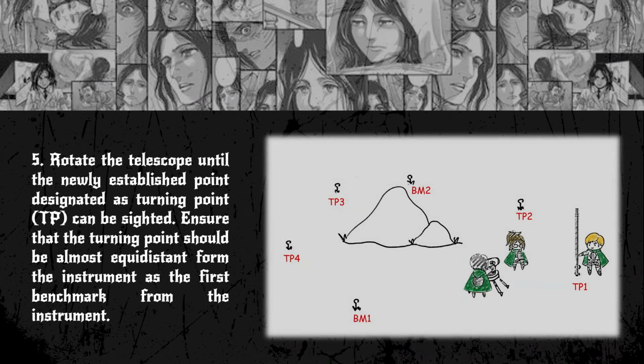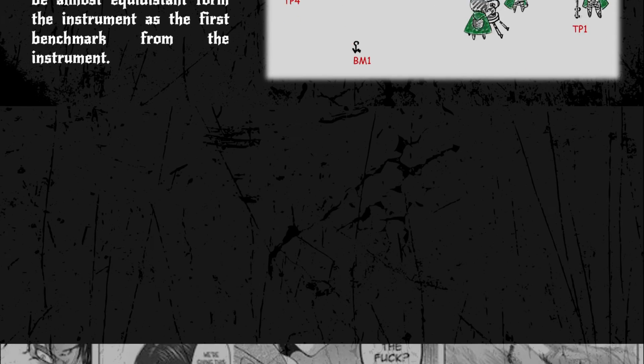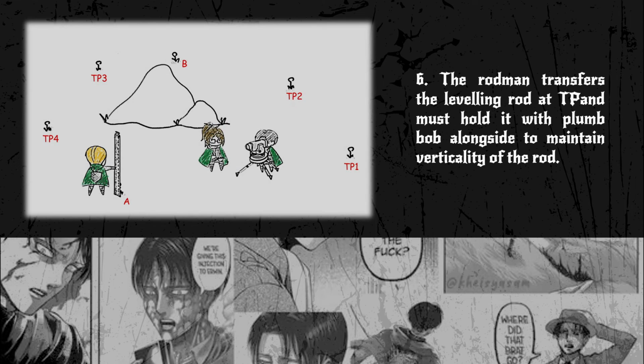Number 5. Rotate the telescope until the newly established point designated as the turning point can be sighted. Ensure that the turning point is almost equidistant from the instrument as the first benchmark is from the instrument. Number 6. The rodman transfers the leveling rod to the turning point and must hold it with the plumb bob alongside to maintain verticality of the rod.